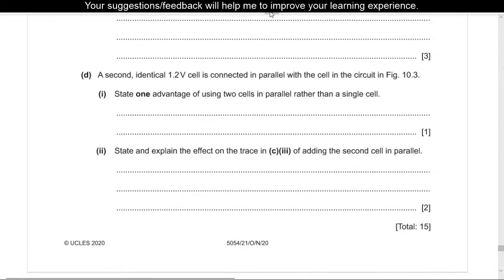Part D. A second identical 1.2 volt cell is connected in parallel with the cell in the circuit. State one advantage of using two cells in parallel rather than a single cell. The advantage is that the life of the cells gets doubled because we are using two identical cells in parallel.